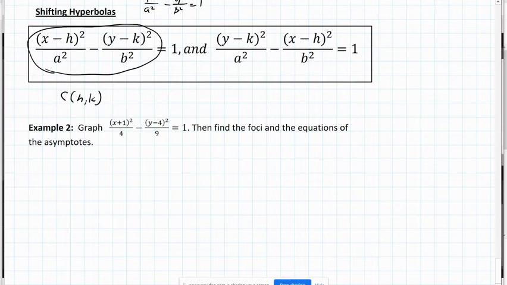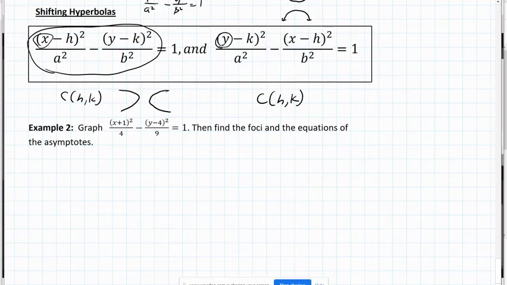This would be a vertical hyperbola, like this, whereas this one is sideways like this. Remember, since x comes first in this one, since this is the positive term, it goes in the x direction. This one has the y as the positive term, so it goes in the y direction. And so this one also has center h, k.